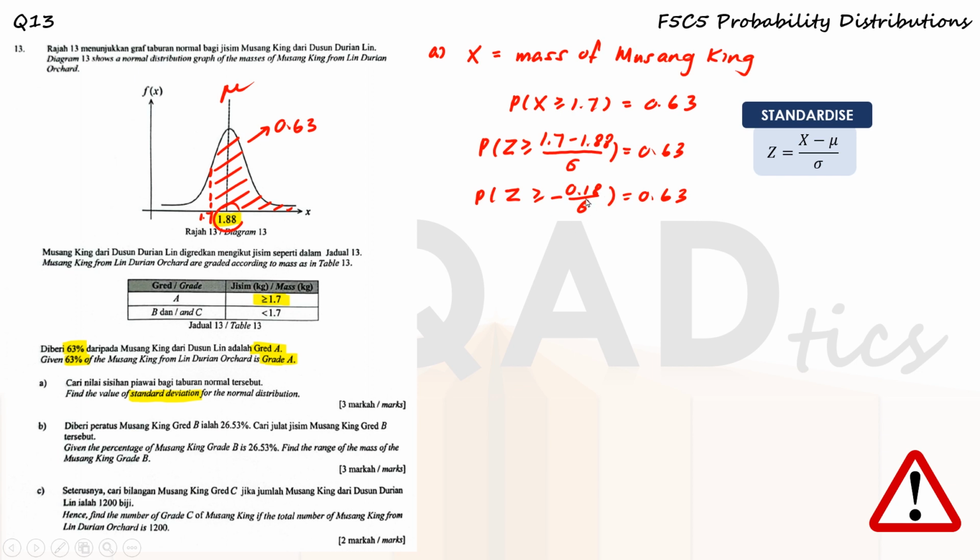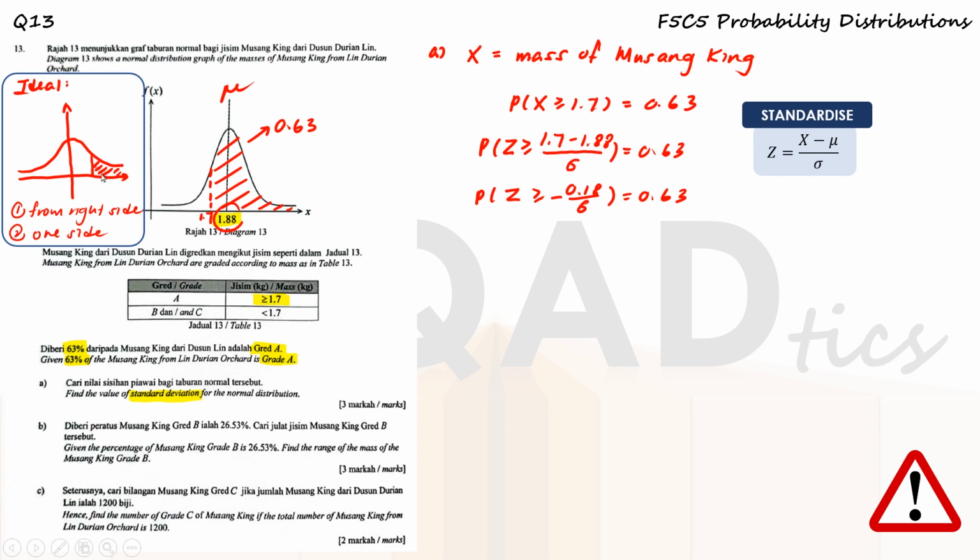Okay, so the ideal graph that we can find our information from the table is this graph. There will be two checks. One is the area must be sketched from the right side. Second is the area must only be on one side. If you look at this graph, yes, it sketches from the right side, but on the one-side check it fails because it involves both sides, left and right as well. So this graph fails.